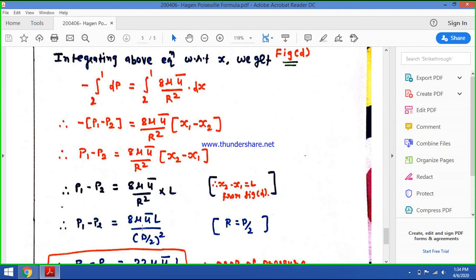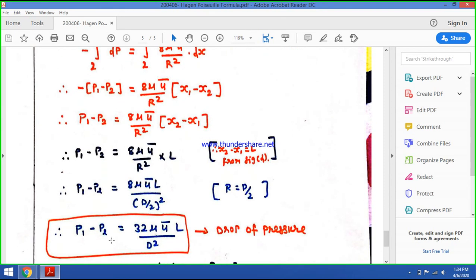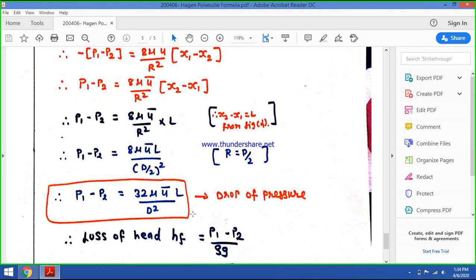Okay, P1 minus P2 is nothing but 8 mu u bar L upon R square, and instead of radius I have taken d by 2. So instead of R I will take here d by 2. Okay, so the final equation you will get: P1 minus P2 is equal to 32 mu u bar L upon d square, the drop of pressure. Okay, pressure drop here I will get.